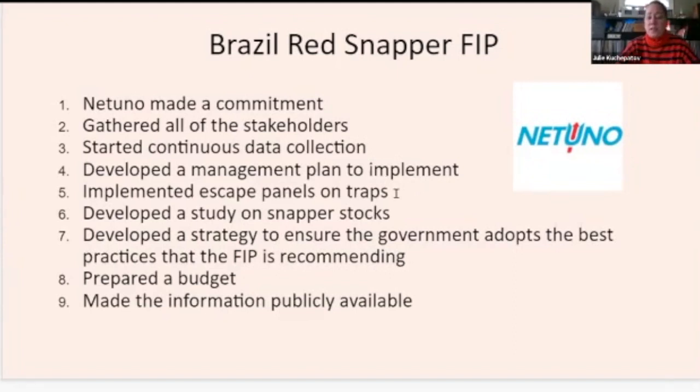They developed a study on these snapper stocks. They developed a strategy to ensure the government adopts the best practices that the FIP is recommending. That's usually a super challenging part of a FIP, getting the government to participate. Sometimes governments are very much active, and sometimes, as we know, it can be difficult to move a government into supporting you for anything, right? So that's a challenge a lot of times in these projects. They prepared a budget, and again, they made all the information publicly available. So this is really a FIP in a nutshell.